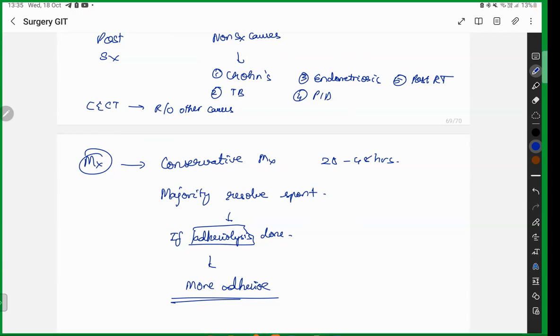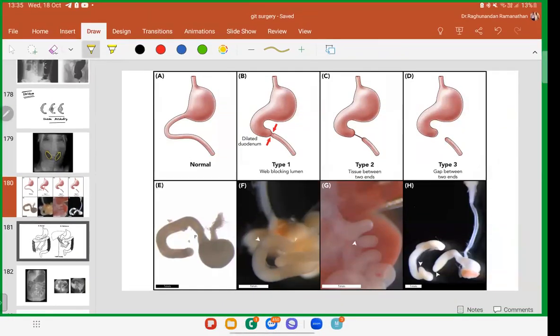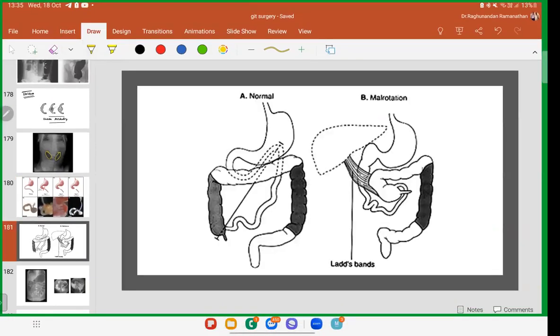And last but not least, you're going to have the last part, that is your Ladd's band. What is the Ladd's band? So a Ladd's band is the most common internal malrotation abnormality. Can you see here a band? So it's going to be from the right hypochondrium.